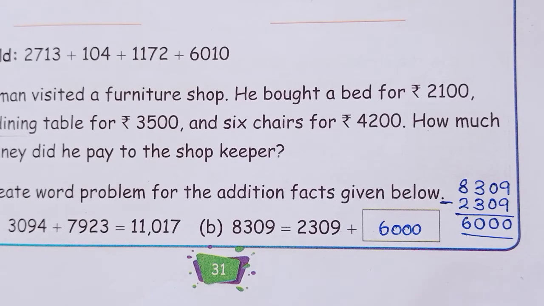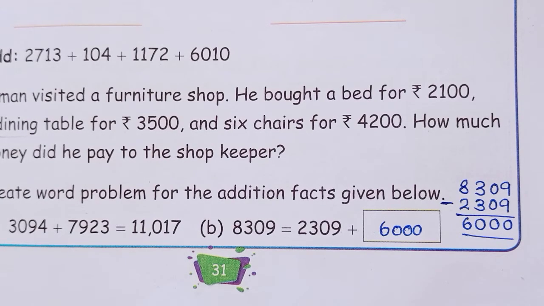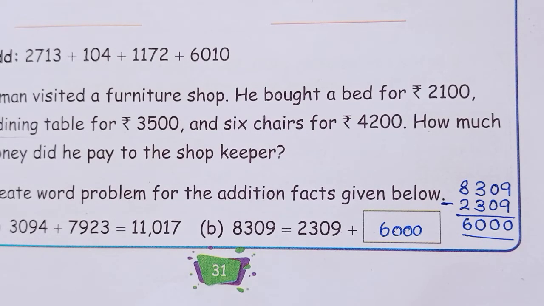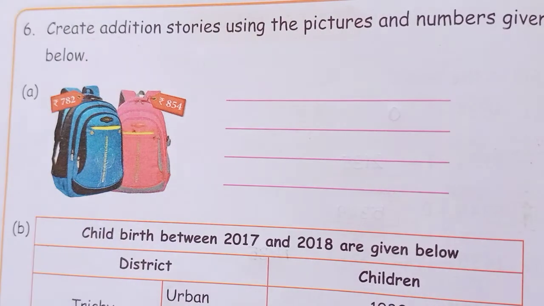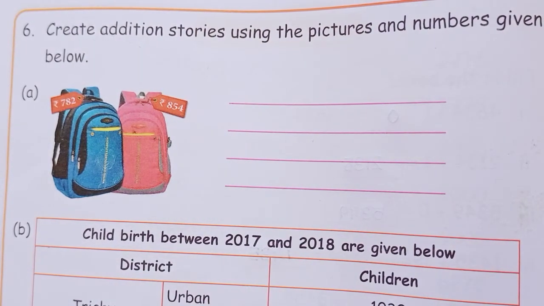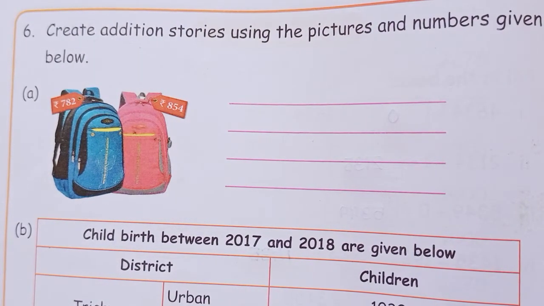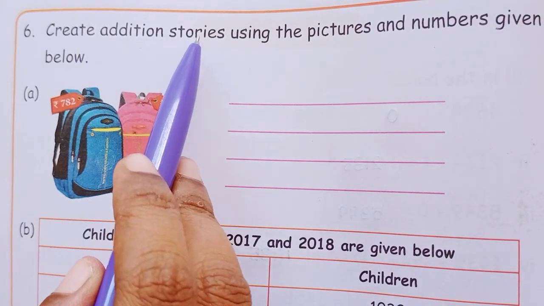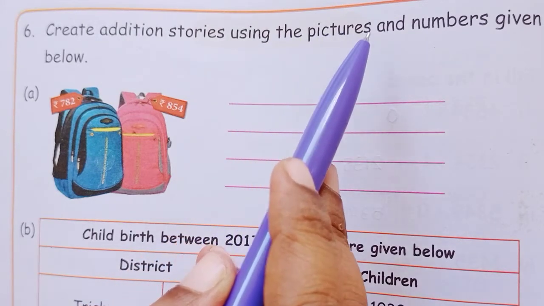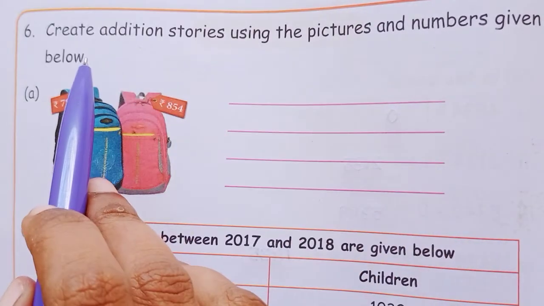Okay? Page 31, fifth sum. The B question answer is 6000. Have all of you written? Yes. Take the next page, book page number 32. Listen. See the sixth sum. Create addition stories using the pictures and the numbers given below.